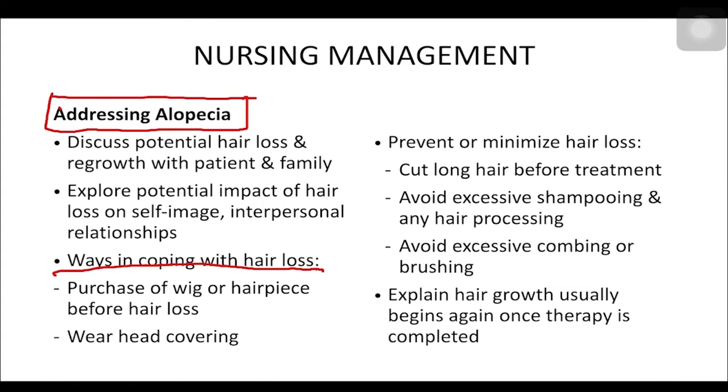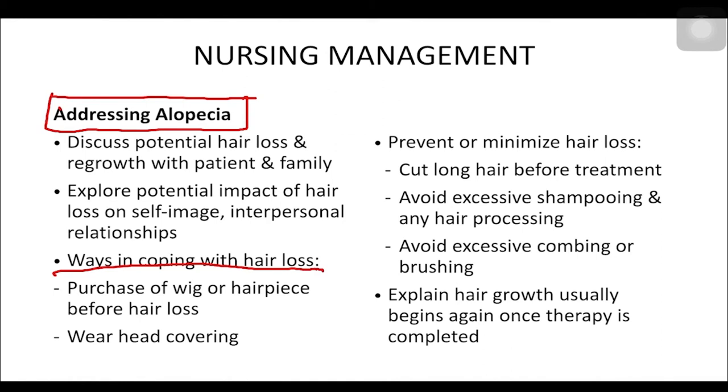Prevent or minimize hair loss. Okay, so this one is usually conditioning. For guys, it's much easier. They shave their hair prior to the treatment so that people would get used to that look. Okay, next one would be avoid excessive shampooing and hair processing. Kasi prior to, usually chemicals would also irritate your hair aside from the radiation therapy. So avoid excessive shampooing or hair processing.